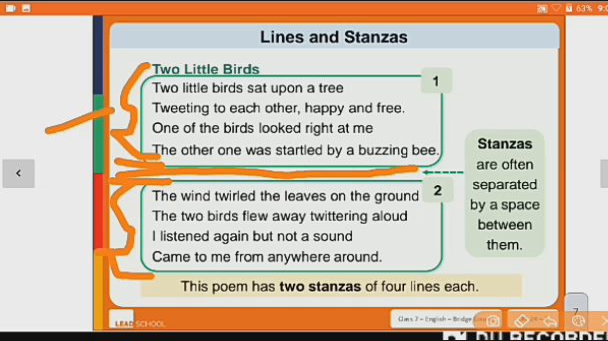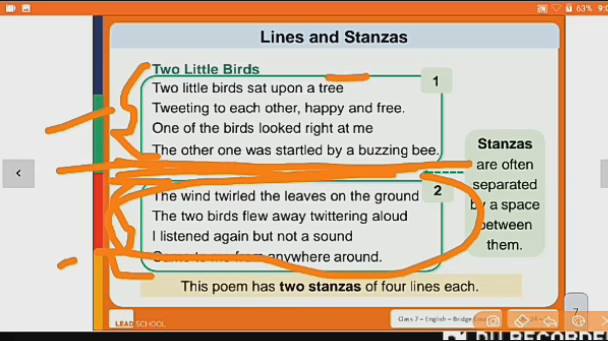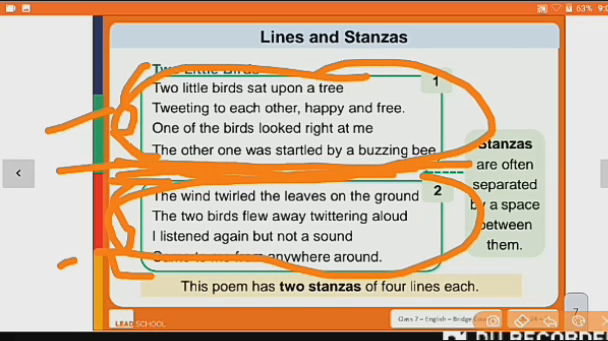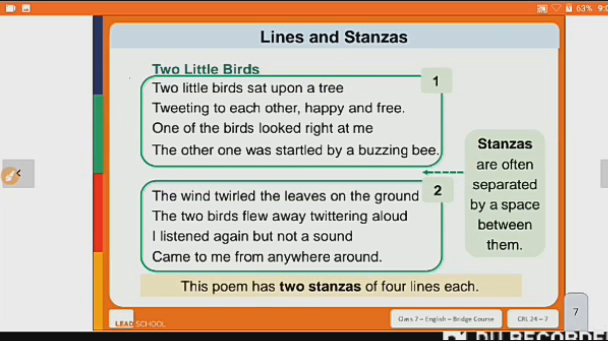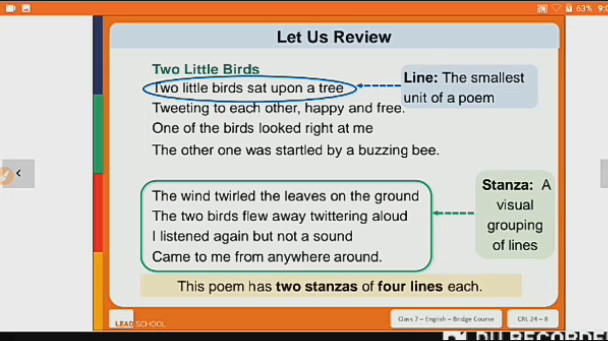So between these two we have the space. That's why we can say here we have the stanzas. 2 stanzas we have, and total 8 lines. 4 lines for each stanza. Okay. This poem has 2 stanzas of 4 lines each. Means this poem has 2 stanzas and one stanza has 4 lines, so our total is 8 lines. So a line is the smallest unit of a poem, and a visual grouping of lines is called a stanza.